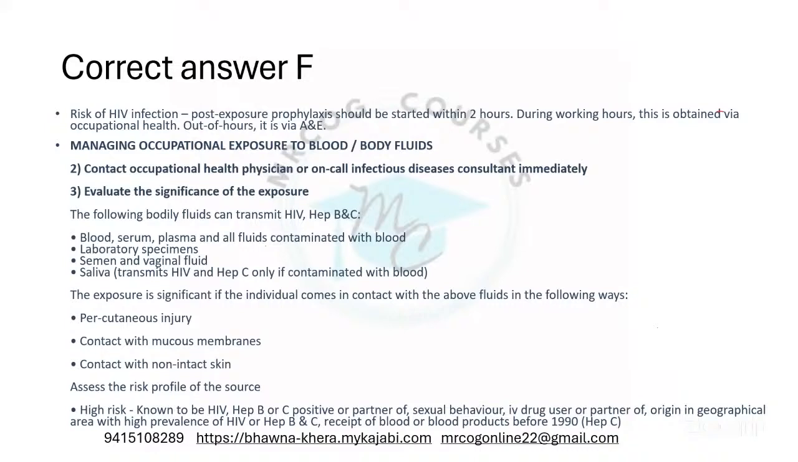Now, what is the significance of the exposure? You have to see what the exposure is: blood, serum, plasma, and all fluids contaminated with blood, laboratory specimens, semen, and vaginal fluid or saliva. Now, what is the significant contact? Percutaneous injury, contact with the mucous membranes, contact with non-intact skin. And you have to see what the risk profile of the behavior is. Like this patient, she is at risk because she is an asylum seeker, so high risk.